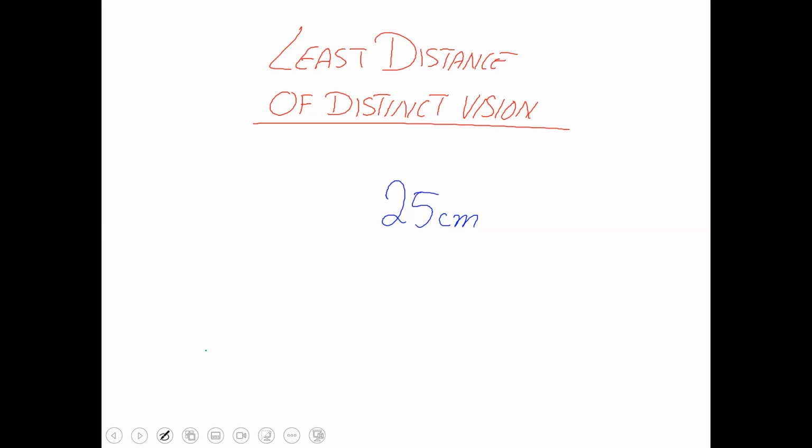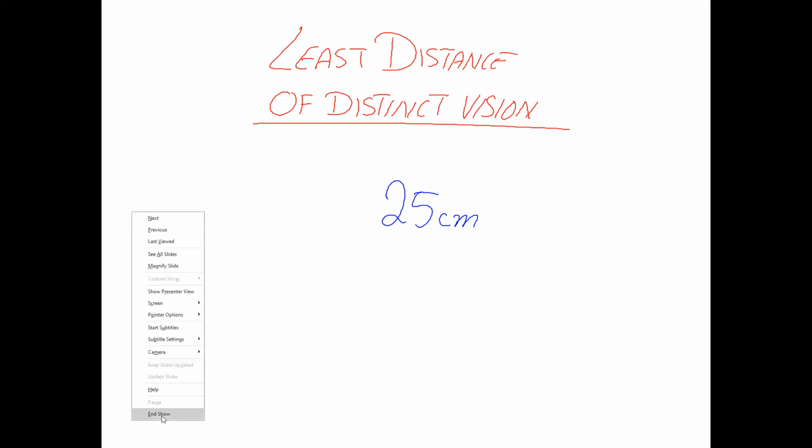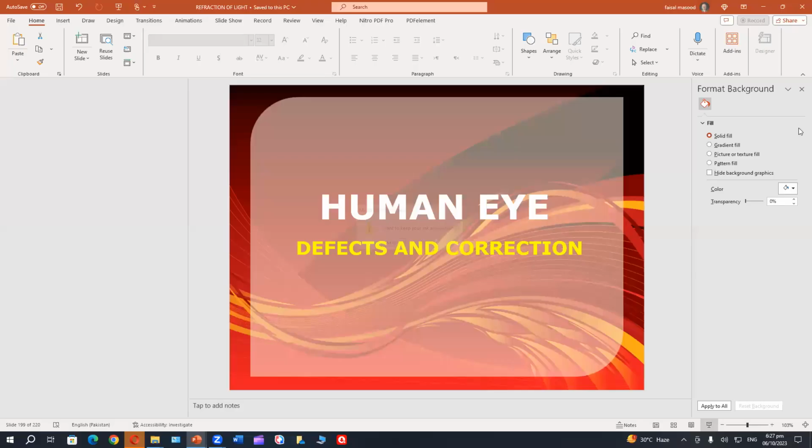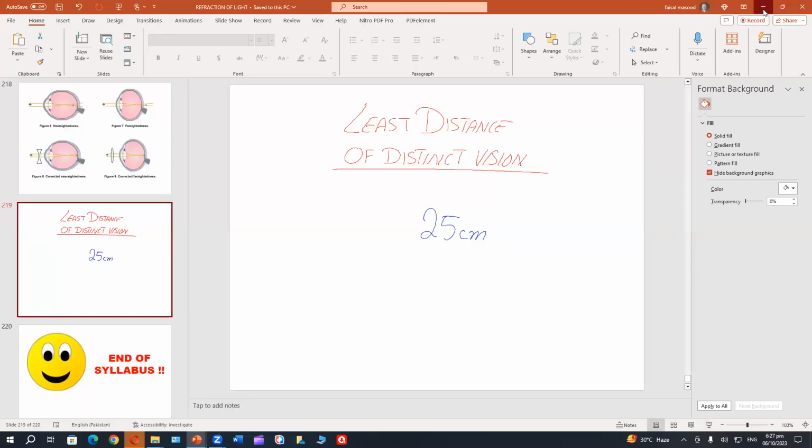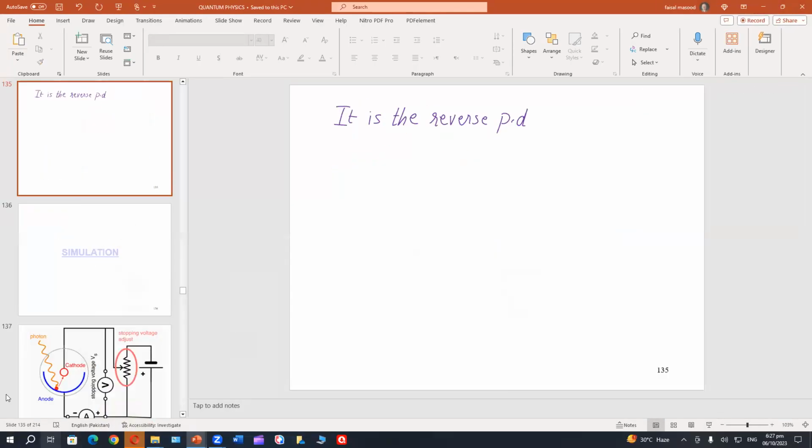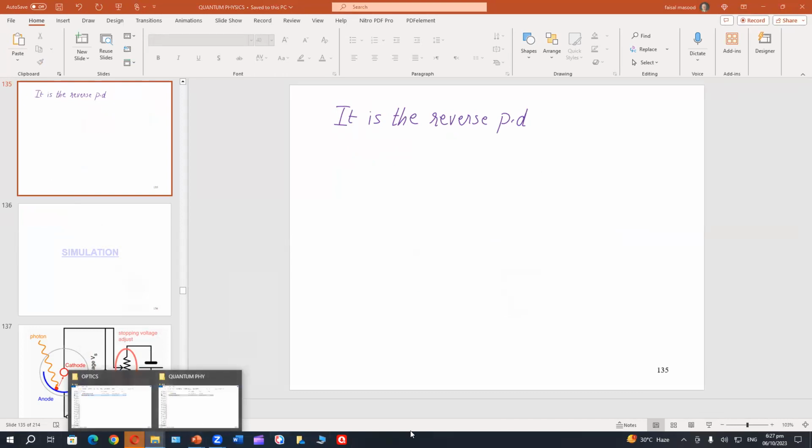Done. So this was the remaining small thing for lenses. We did that. You have to try to do the MCQ paper.